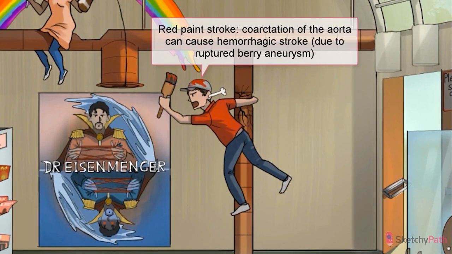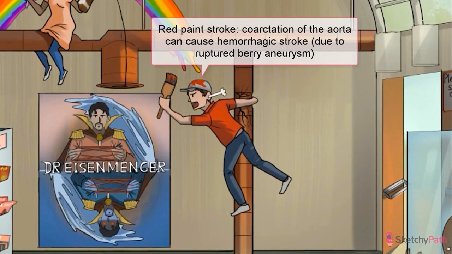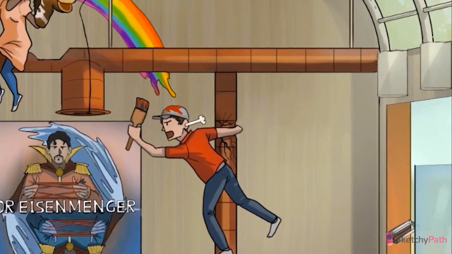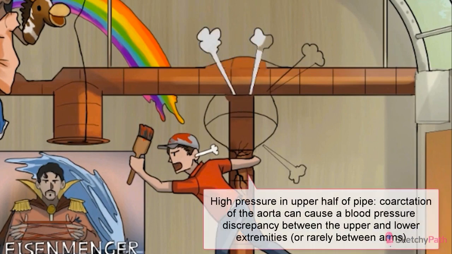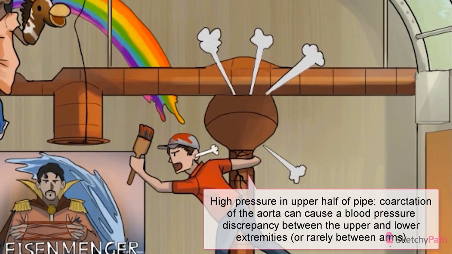See that red stroke of paint? That's hemorrhagic stroke, my friend. The lower extremities don't fare well either. You see, coarctation may eventually lead to a measurable blood pressure discrepancy between the upper and lower extremities.